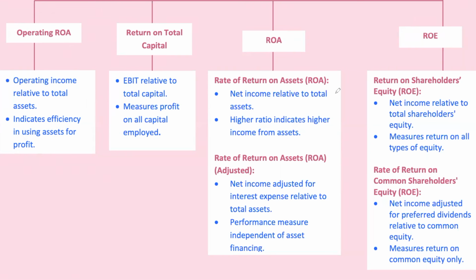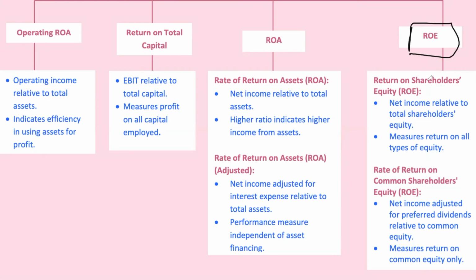Next, the standard return on assets. ROA measures the return earned by a company on its assets. A higher ROA indicates that the company is generating more income with its asset base. Another important one is the return on total capital. This ratio measures the profit earned by a company on all of its capital employed.